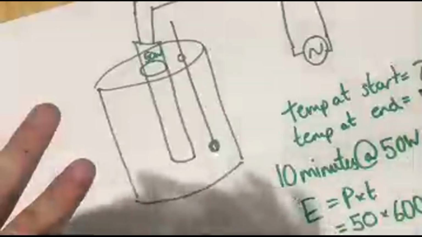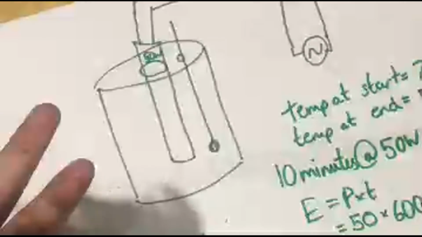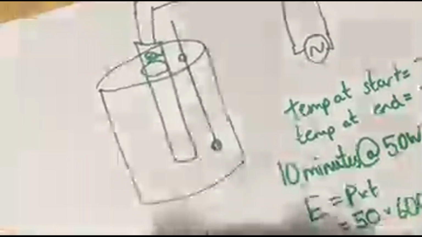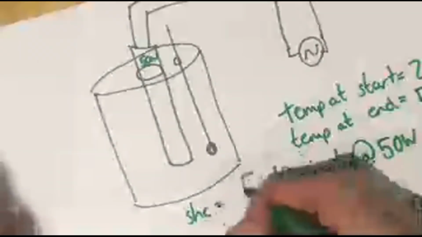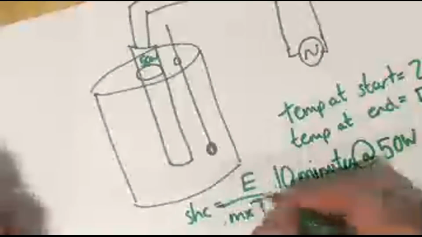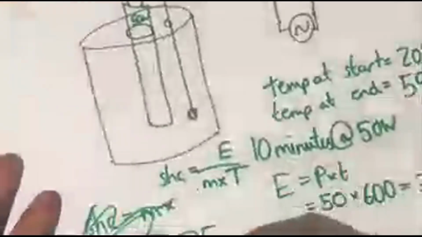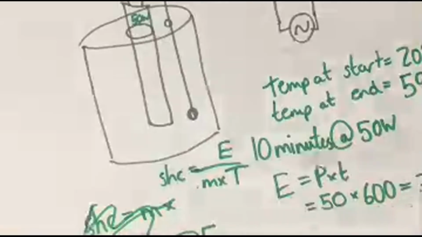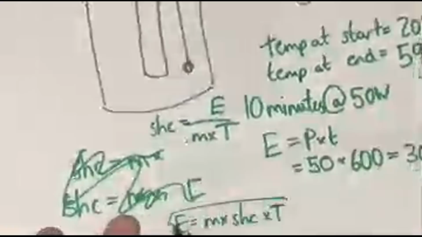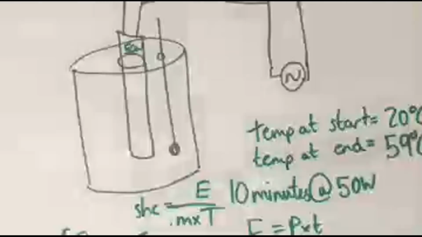Specific heat capacity equals energy divided by mass times change in temperature. That is a rearranged version of energy equals mass times specific heat capacity times temperature change. I strongly suspect that they will only give it to you in this format, and that is the only format that you need to know.